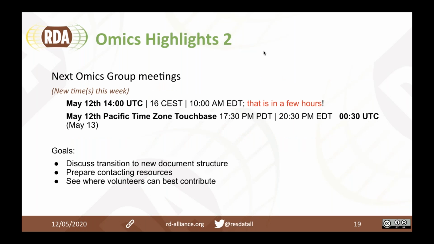On our second slide, you will see the call for the next Omics group meetings, and we decided to change the week a little bit in a different order. We used to have our meetings on Thursdays, but now we decided that it's better to go quickly with the restructuring of the document and discuss with the whole volunteer group how we can actually discuss the transition to the new document structure, and also prepare this contacting of the resources when the final draft is done. And there will also be a Pacific time zone touch base for those people who cannot make it in a few hours for their time zone.